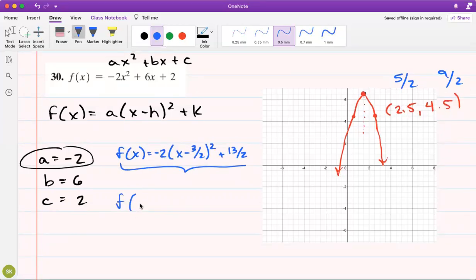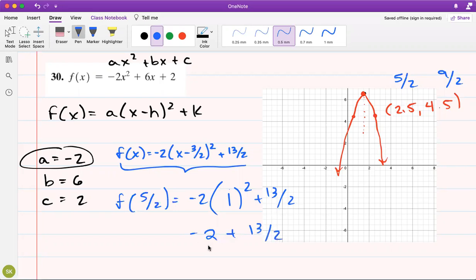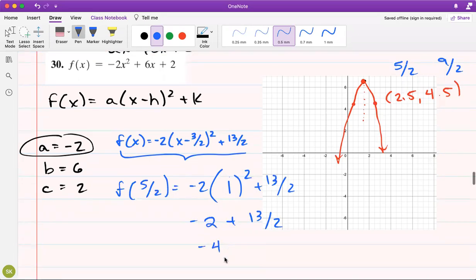So f of 5 over 2 is negative 2 times, so 5 over 2 minus 3 over 2 is 2 over 2, which is 1 squared, plus 13 over 2. So I get negative 2 plus 13 over 2. This is negative 4 over 2 plus 13 over 2. I do get 9 over 2. So this is correct. I just wanted to double check that my work was correct.